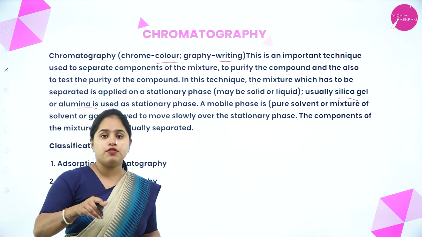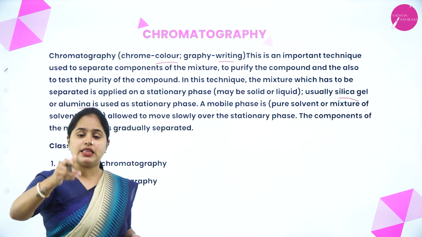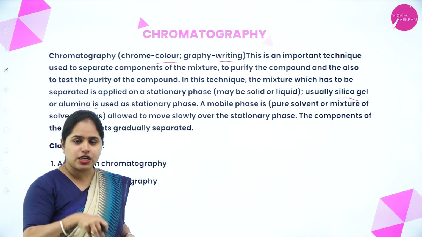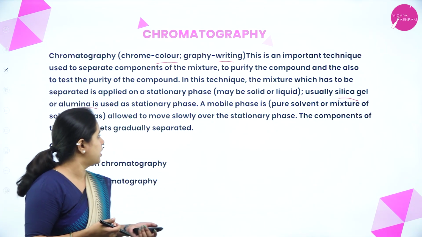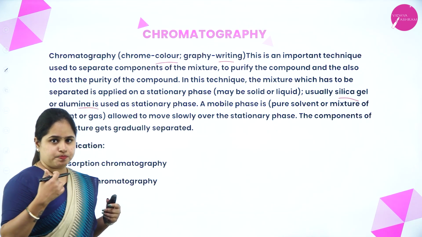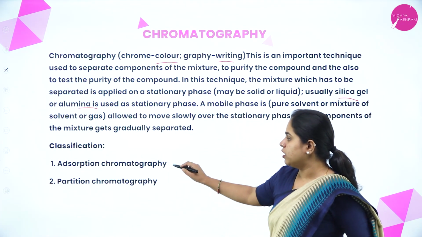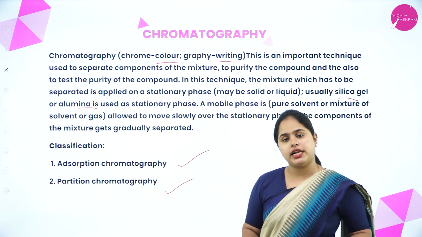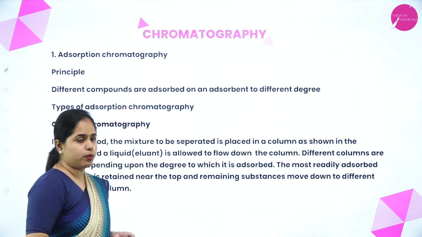So the mobile phase will be the one which we want to purify. We take that organic compound which we have to purify as the mobile phase, and the stationary phase will be alumina or silica gel generally, right? So that is chromatography. Now there are different types of chromatography. One is adsorption chromatography. The next one is partition chromatography. So let's begin with the first one, that is adsorption chromatography.